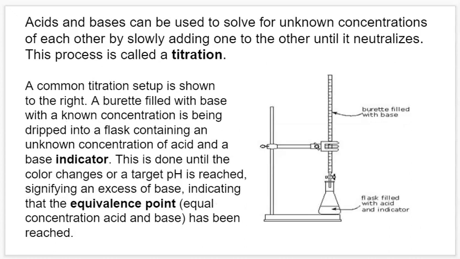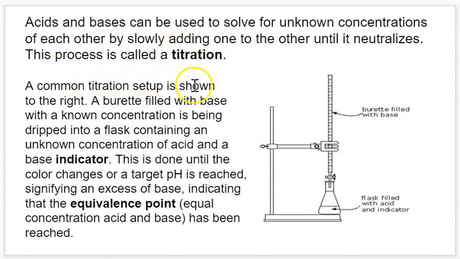So this next slide is going to be a little bit of a review. Back in unit 4, we talked about titrations. And we talked about how acids and bases can be used to solve for unknown concentrations of each other by slowly adding one with a known concentration to a solution with an unknown concentration. And like I said, this is called a titration.